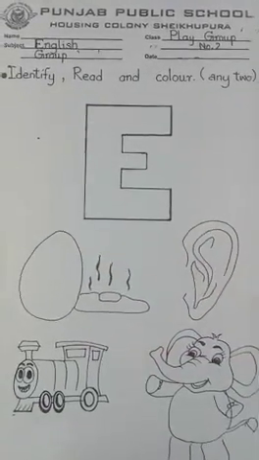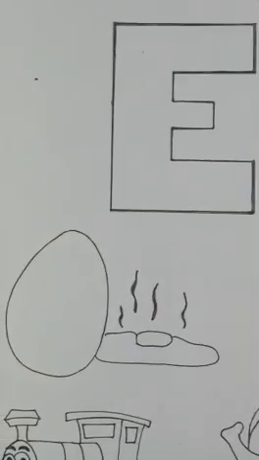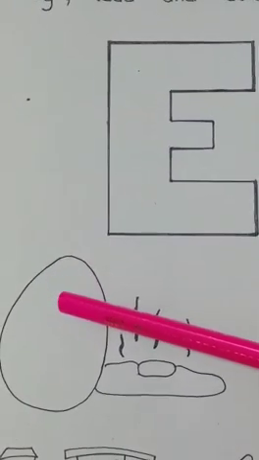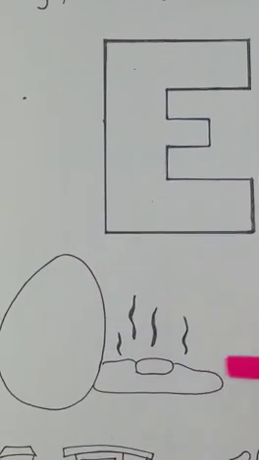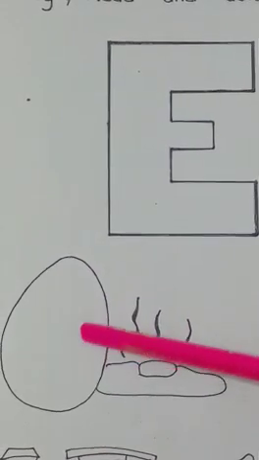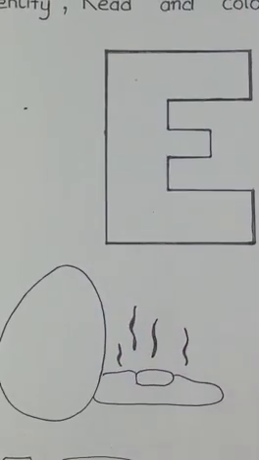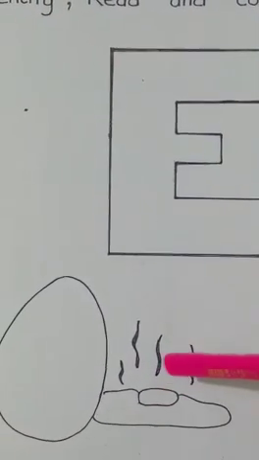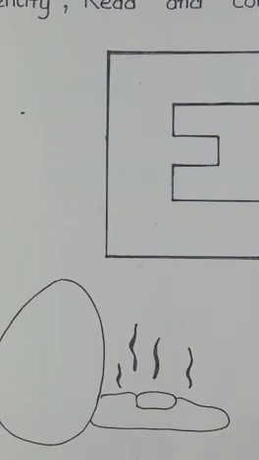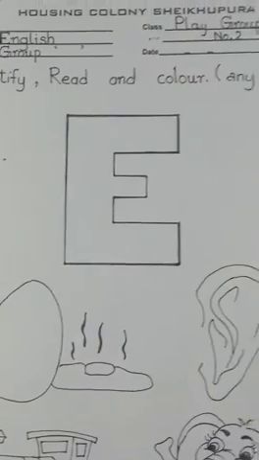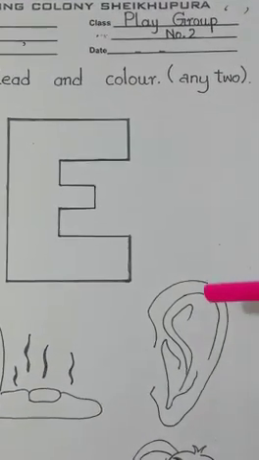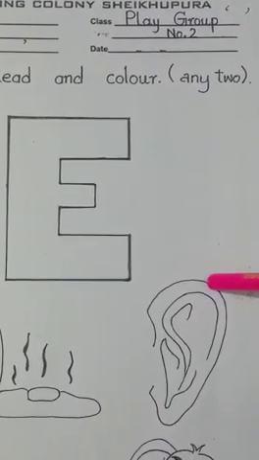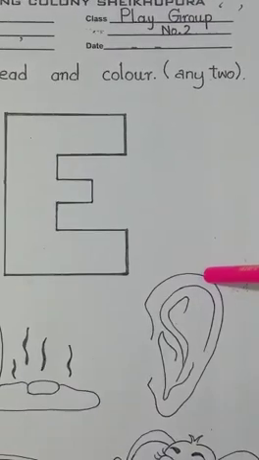You can see here an egg. It's an egg. Both of these are forms of egg. This is the cooked one that we all used to eat. And here, oh, this is our body part. That's part of your face. Ear. This is ear.